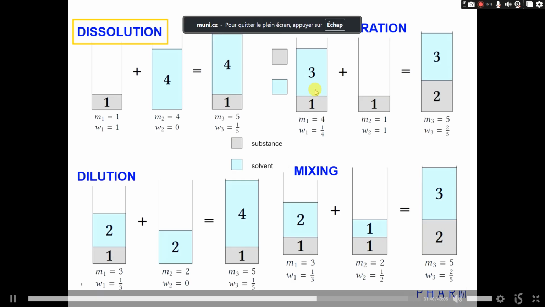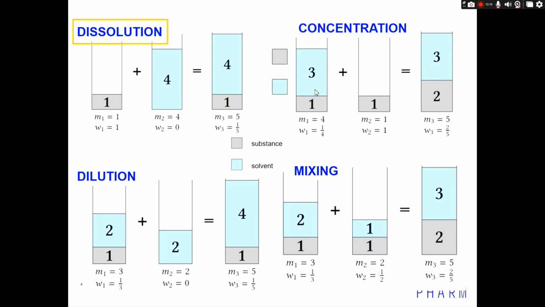The first is the solution. When we add one part of a pure substance having a mass fraction of 1 to 4 parts of a solvent with the mass fraction of 0, we obtain a final solution which is composed of 5 parts. Only one is the pure substance. The mass fraction of the substance in this solution will be 1/5.